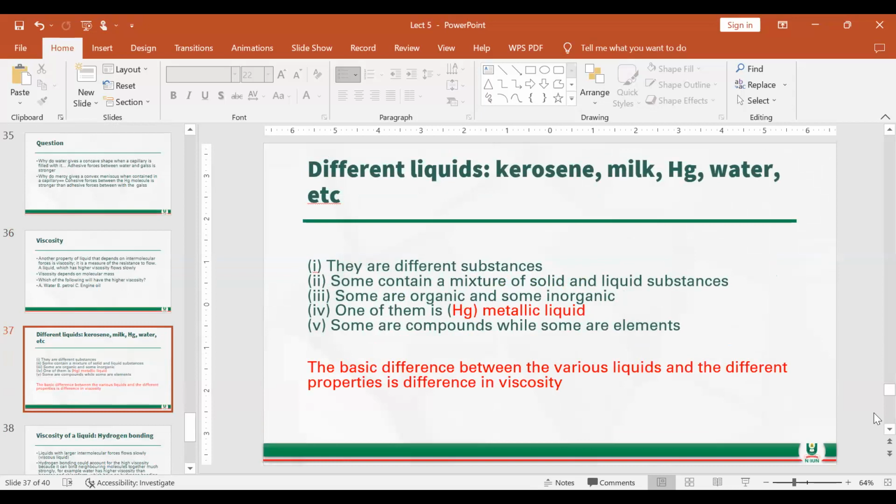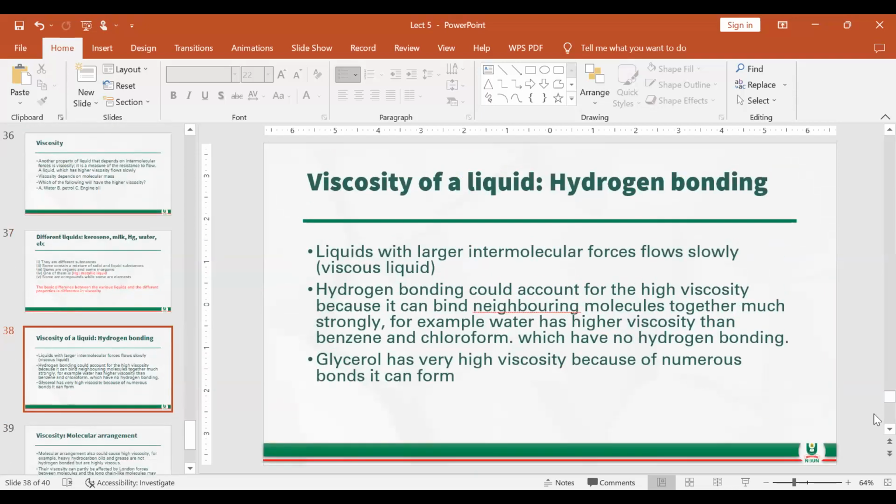So different liquids exist, and we have kerosene, milk, mercury, water. Mercury is the only metal that can be found in the liquid state. So there are different substances. Some contain a mixture of solid and liquid substances. Some are organic and some inorganic. One of them is mercury, a metallic liquid. Some are compounds, while some are elements. So that is what we see.